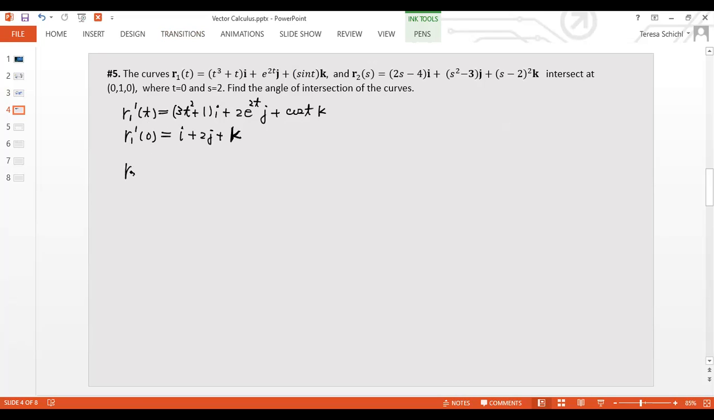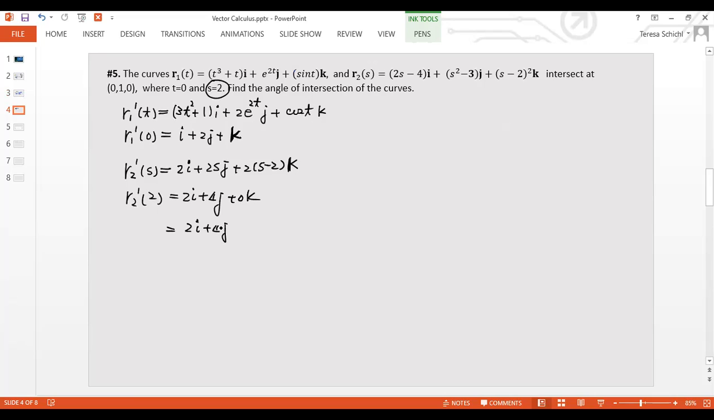Now the same thing for my second function, r2. I can take the first derivative: 2i, plus 2s j, plus (2s minus 2) k. Now I substitute s equal to 2 into r2 prime. I have 2i plus 4j plus 0k, so this will be 2i plus 4j.